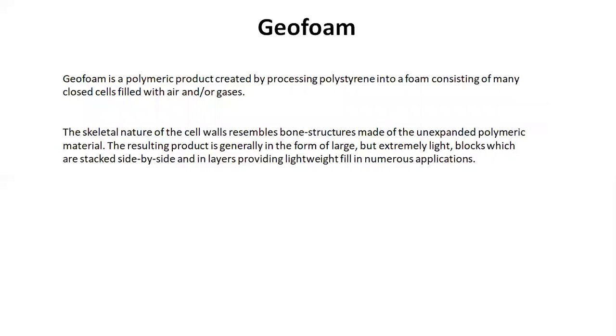The skeletal nature of the cell wall resembles bone structure made of the unexpanded polymeric materials. The resulting product is generally in the form of large but extremely light blocks which are stacked side by side and in layers, providing lightweight fill in numerous applications.